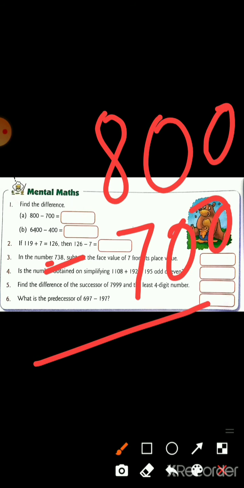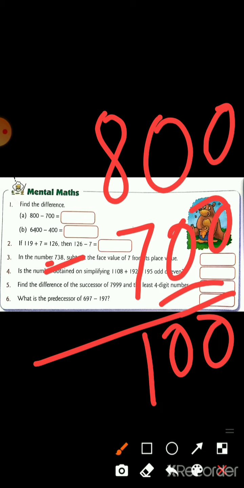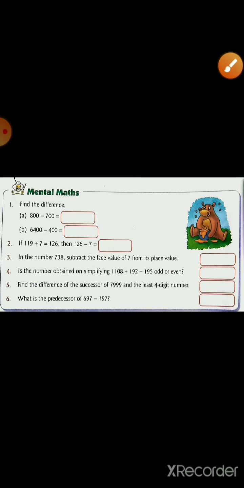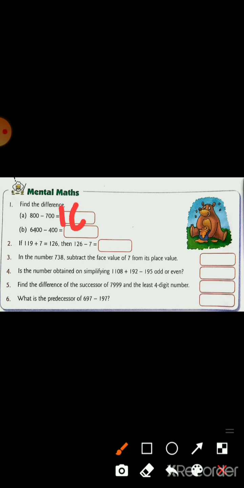If you are doing it with the help of pencil and paper, then 0 minus 0 is 0, 0 minus 0 is 0, 8 minus 7 is 1. It is also equal to 100. But mentally you have to solve that one. Okay, so 100.